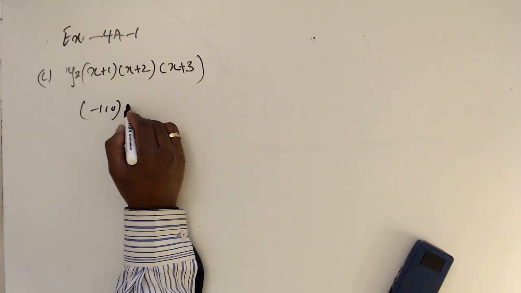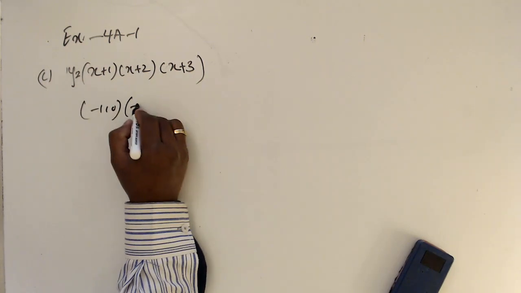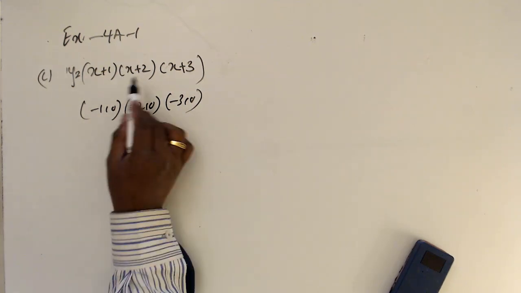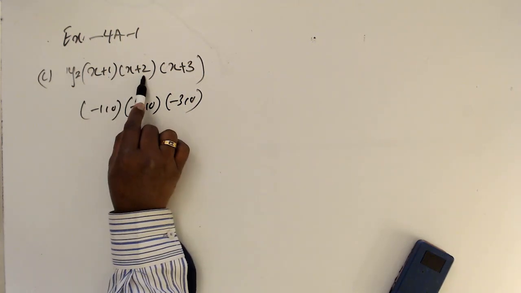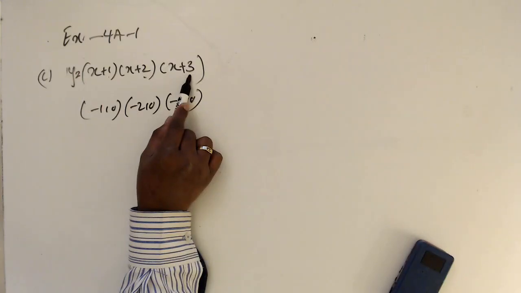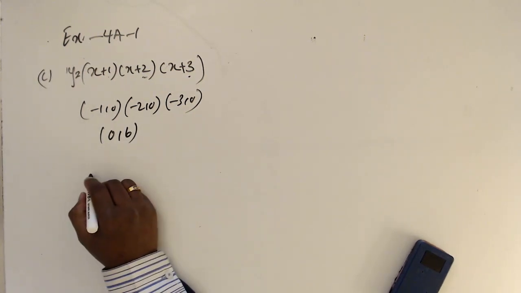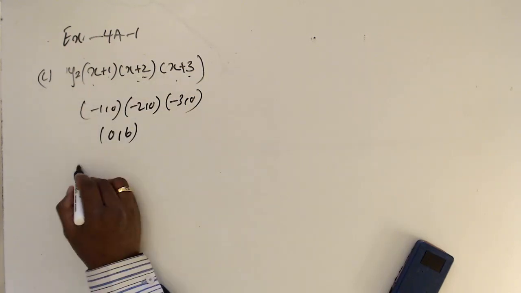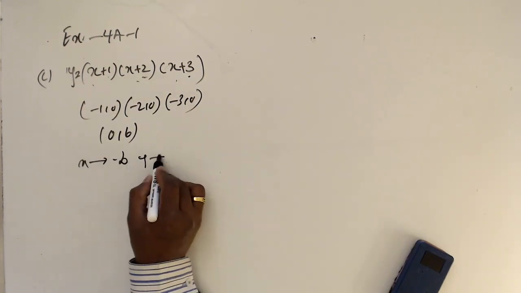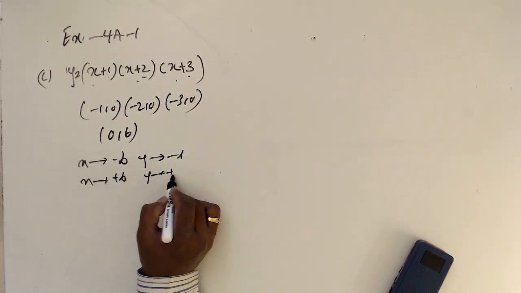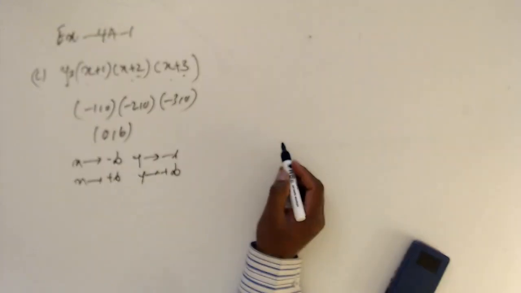Part C: minus 1, 0, minus 2, 0, minus 3, 0 are the roots, and 1 times 2 times 3 is 6, so 0, 6. Now all are positive, so as x goes to negative, y goes to negative, and as x goes to positive, y goes to positive. So we'll draw now.